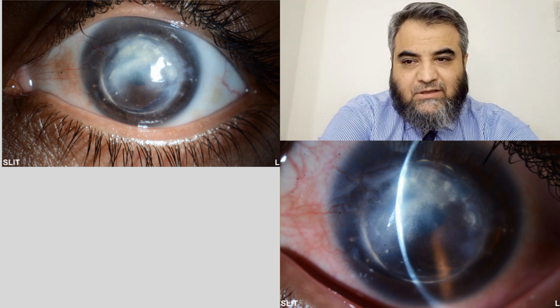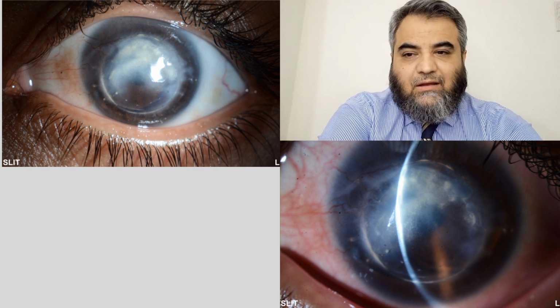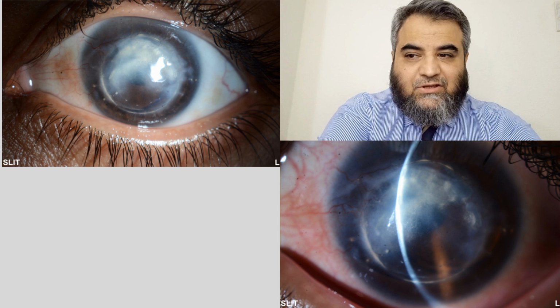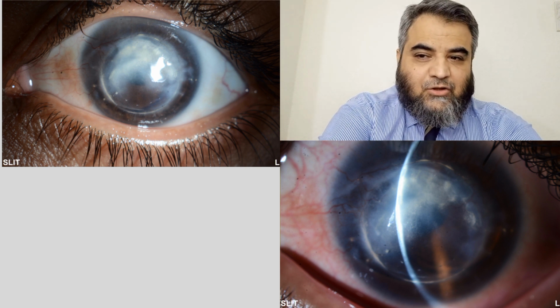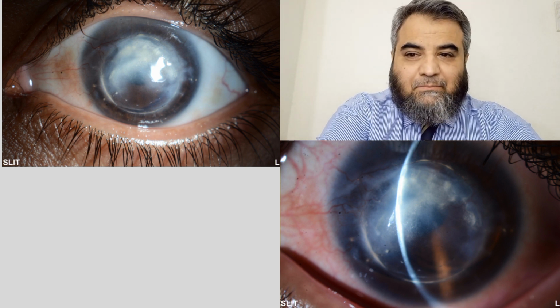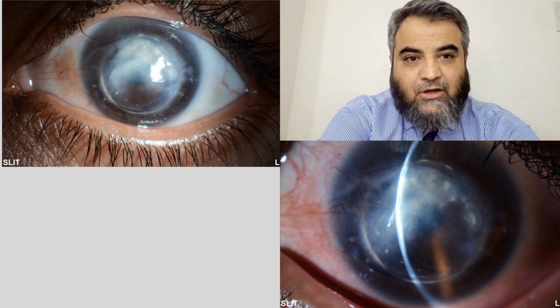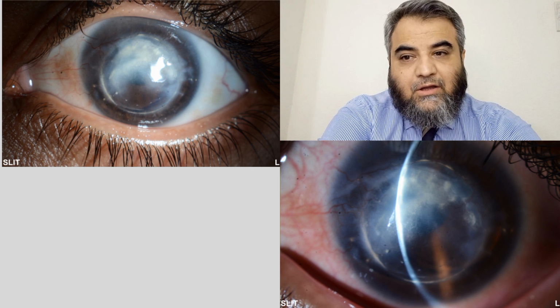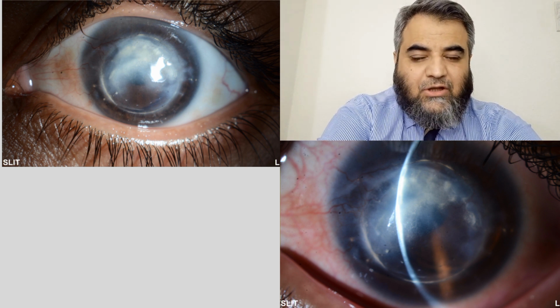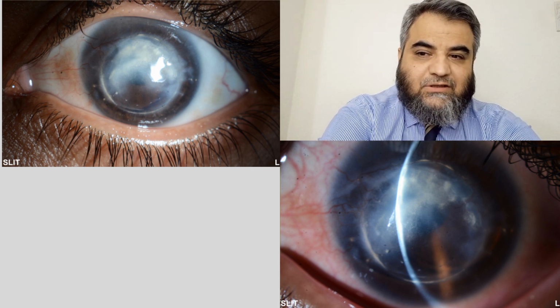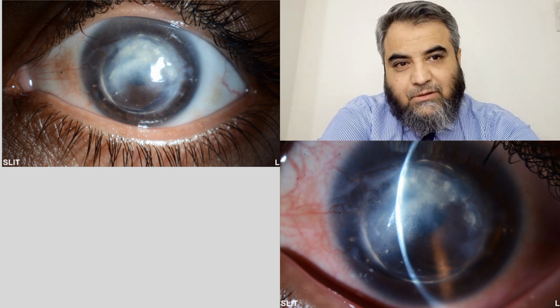So here you can see to some extent, particularly where a slit has been created, you can very well see a demarcation line, a zone between healthy, transparent and opaque cornea. But it is to some extent under control in this patient by the use of immunosuppressive therapy.